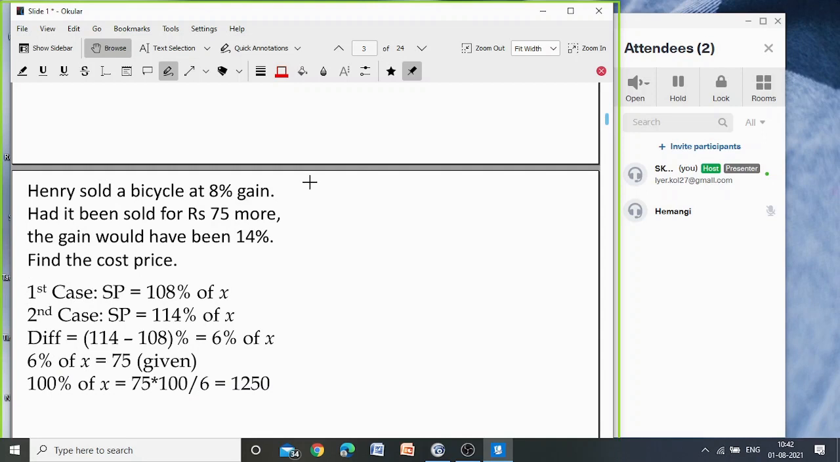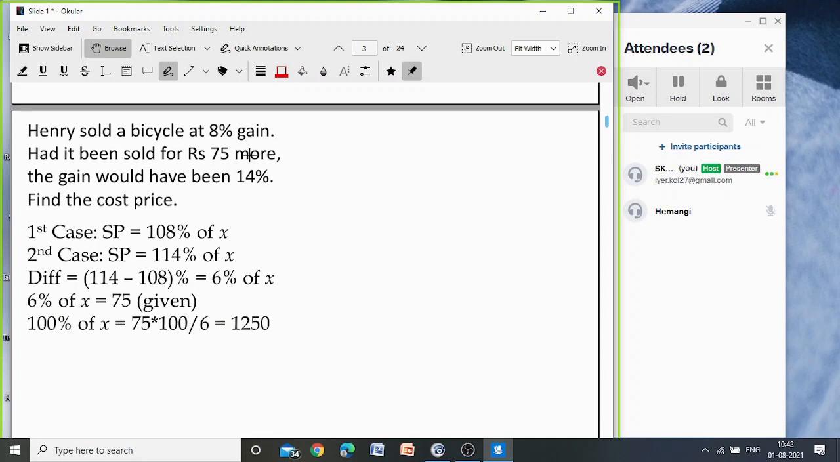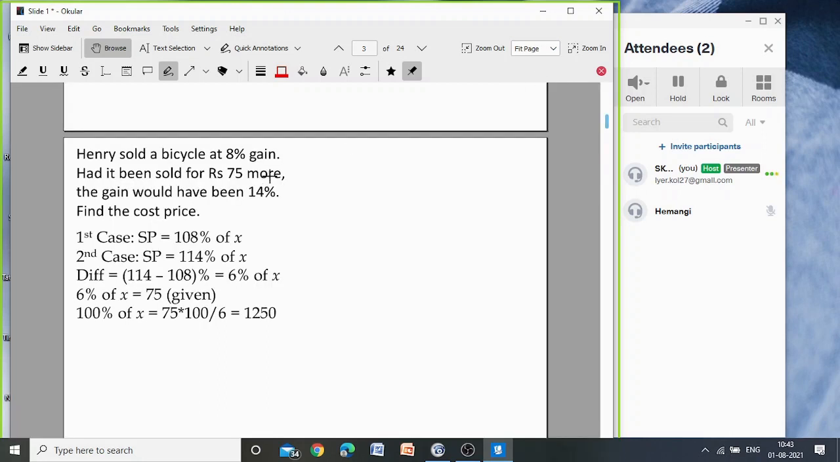So when you are selling at 8%, wait 1 minute, I'll adjust this one. So when you are selling it at 8%, the cost price will be 100. 100 is always the cost price. So selling price will be 108, including this 8% gain. And when you sell at 14% gain, it will be 114%. Starting point always 100. So 100 plus 14. So the difference is giving you 6%.